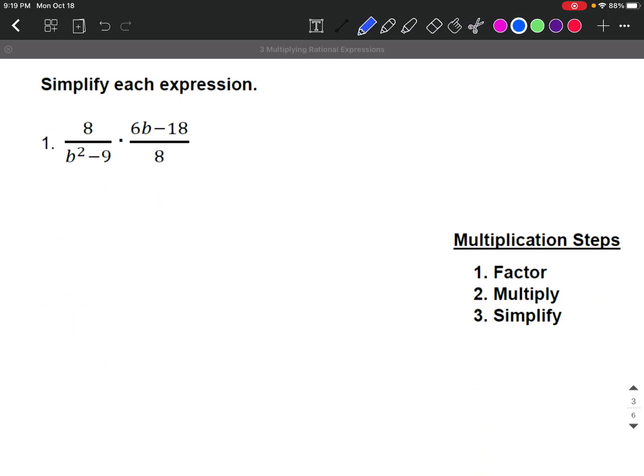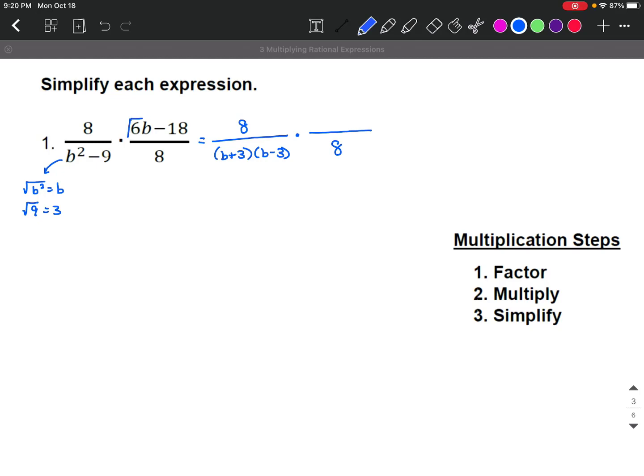First thing we're going to do is we're going to factor. Cannot factor 8, but b squared minus 9 is a difference of 2 squares. The square root of b squared is b, and the square root of 9 is 3. So we're going to have a b plus 3 and a b minus 3 times, now my second fraction, the denominator is 8. That can't change.